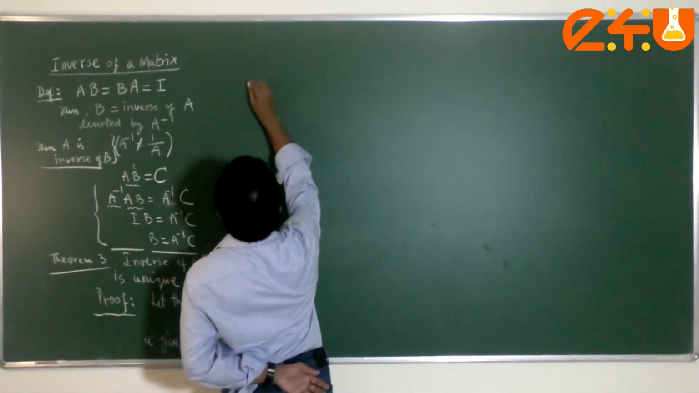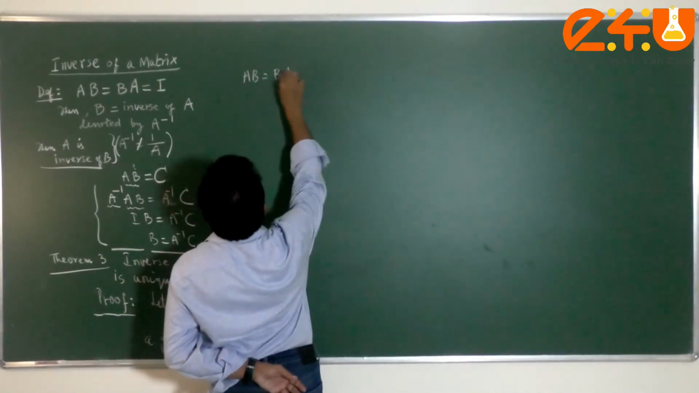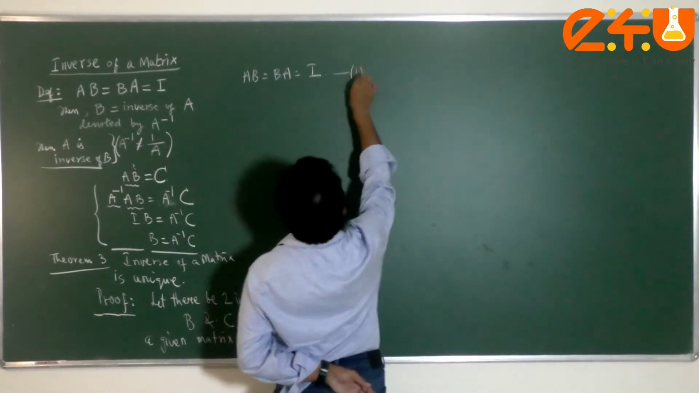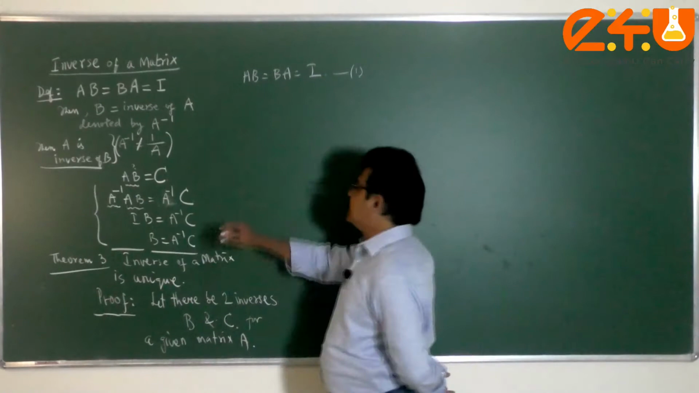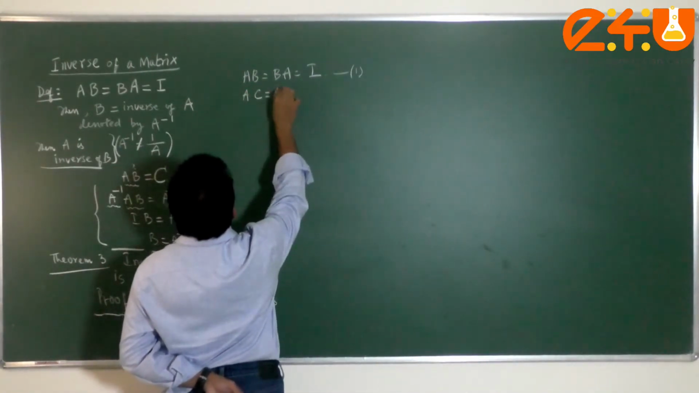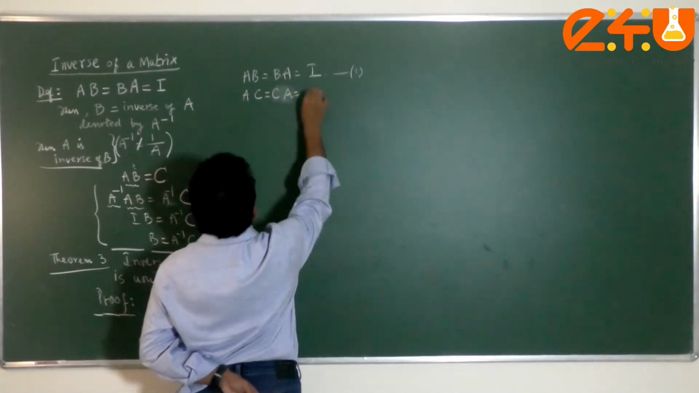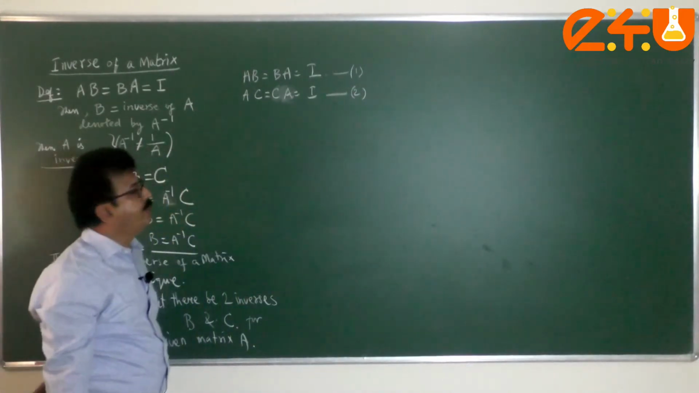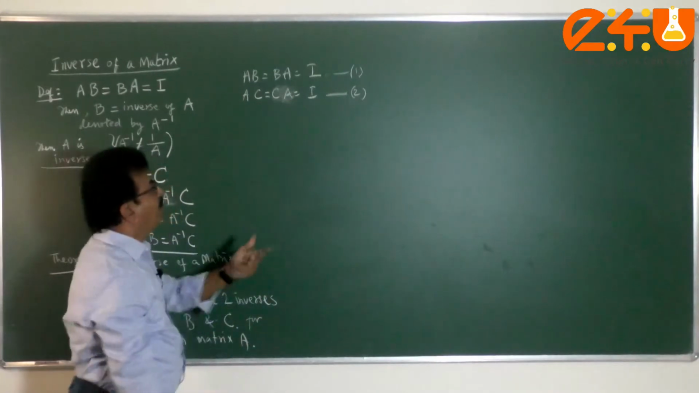Okay, I am just going to follow the definition. Because B is the inverse, AB should give I, BA should also give I. And I'm also assuming C as inverse, which means A multiplied with C, C multiplied with A, both of them should also give identity matrix I. By definition, this follows. Now what happens?